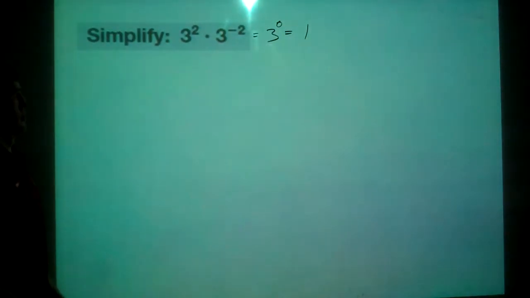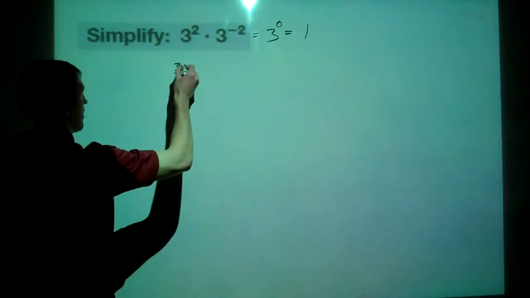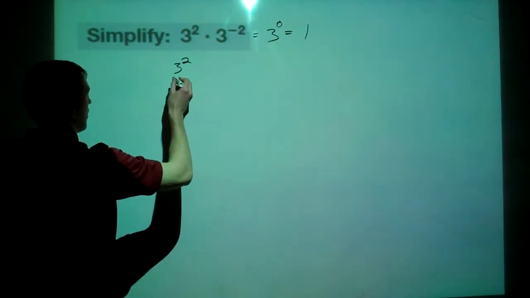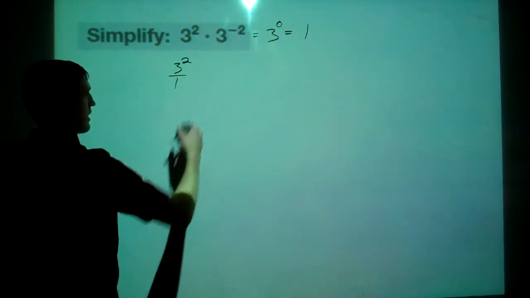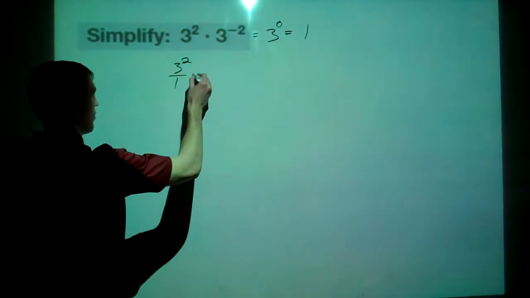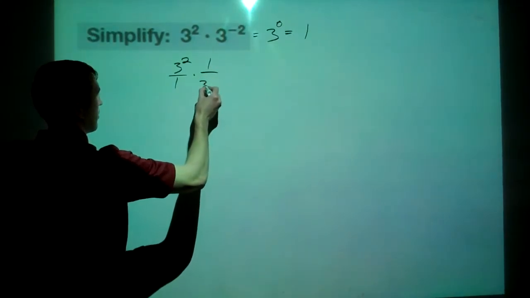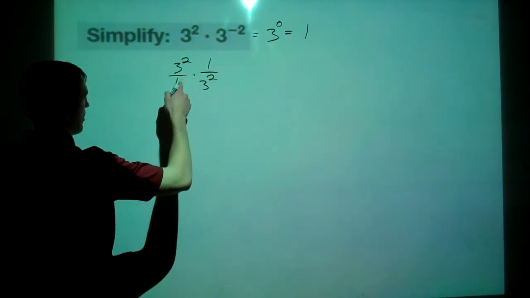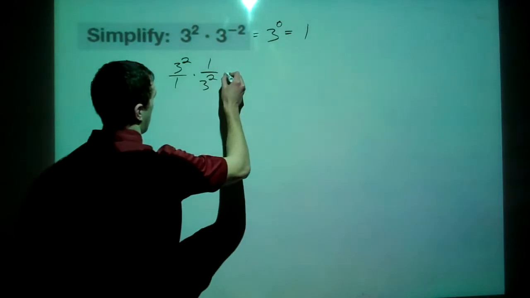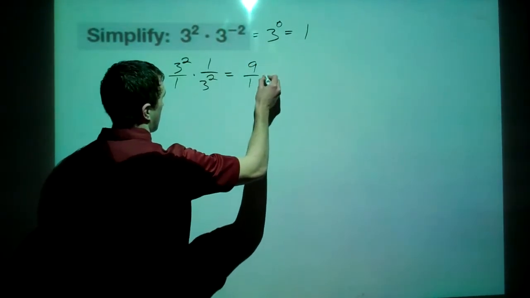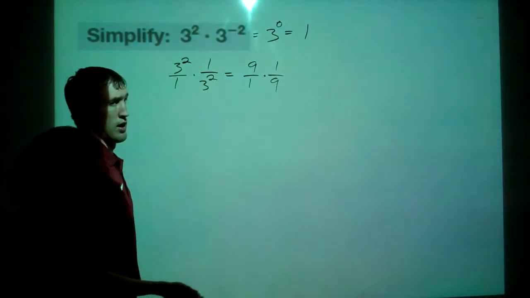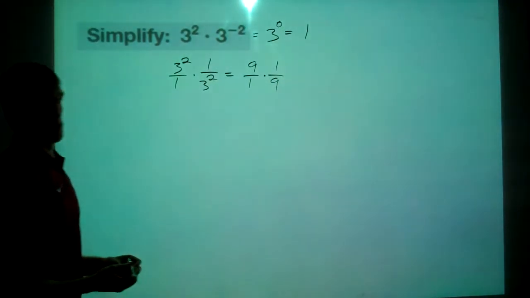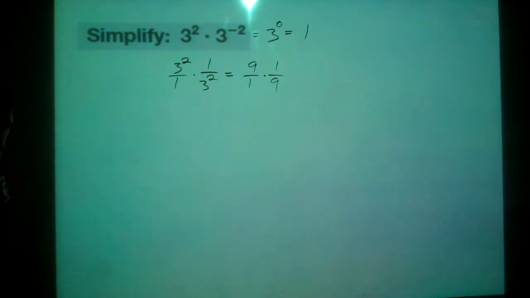Another way we could look at this, 3 to the second over 1, so I'm just putting this over 1, doesn't change it. And 3 to the negative 2 means we have 1 over 3 to the second. And if we multiply these, we've got 9 over 1 times 1/9. And we'll end up getting 9 over 9, which is still 1. So we get a 1 there, either way we look at it.